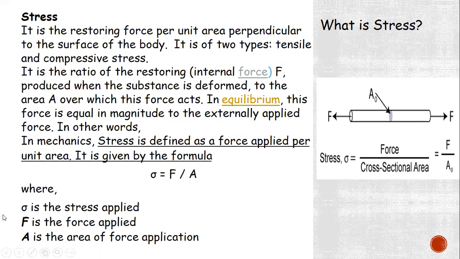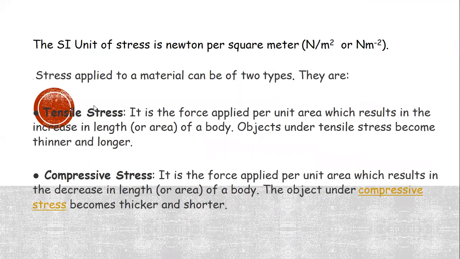It is given by the formula. You can see that this is the symbol of the stress, rho, the stress applied. F is the force applied, which is equal in magnitude to the restoring or internal force, and A is the area on which the stress is being applied. So this is what the stress is. Now, the SI unit of stress is force per unit area. The stress applied to a material can be of two types, tensile and compressive stress.